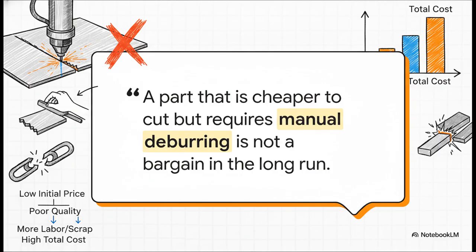But let's be real. A part that's cheaper to cut right now, but ends up requiring hours of manual deburring or causes downstream welding failures, well, that's just not a bargain in the long run. Today, we're flipping the script and focusing entirely on your total cost of ownership.